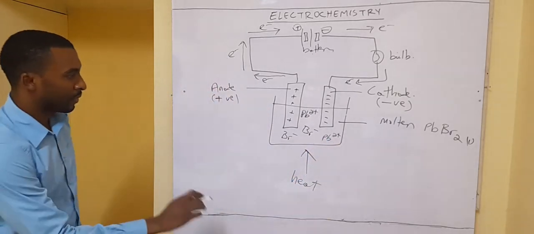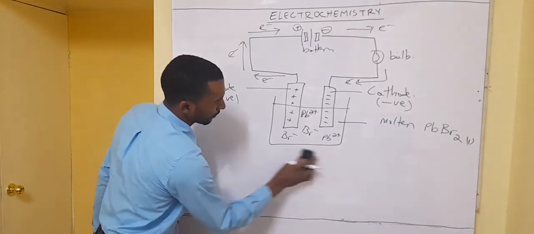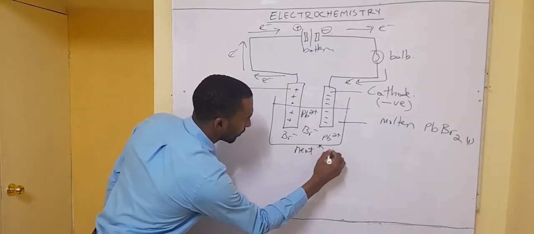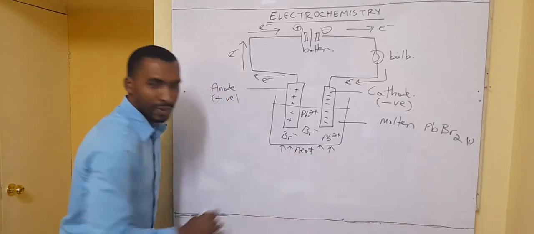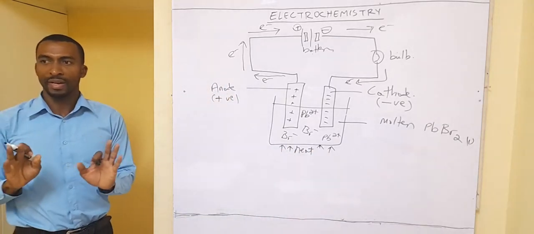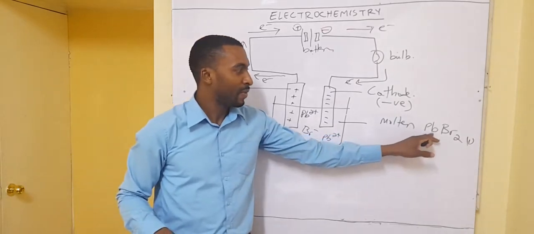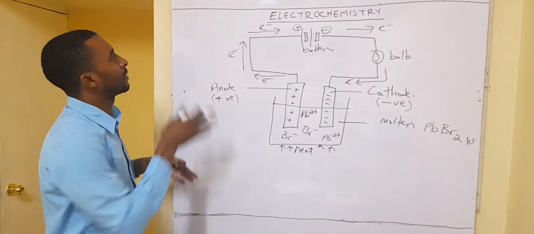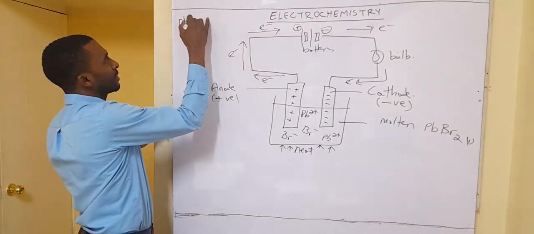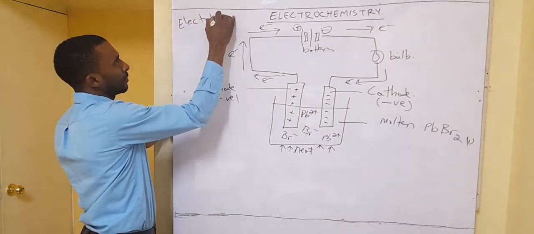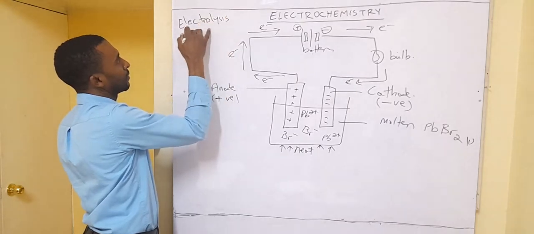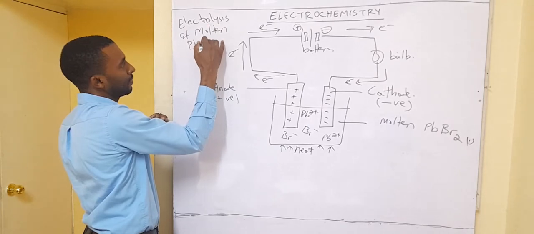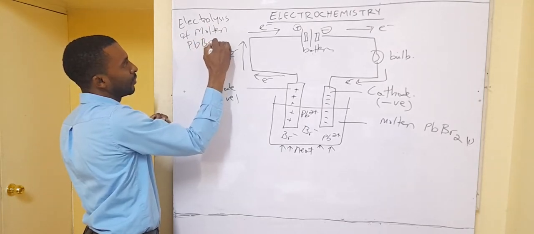Clear? Now remember that we're only going to have Pb2+ and Br-. Now remember that we did not dissolve it in solution. So this is the electrolysis of lead bromide liquid.